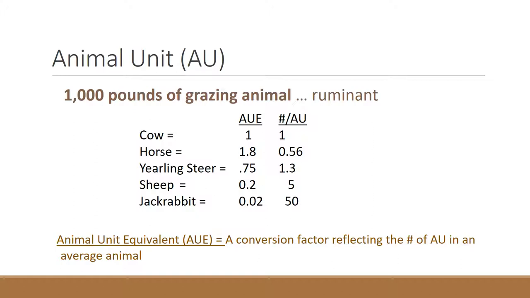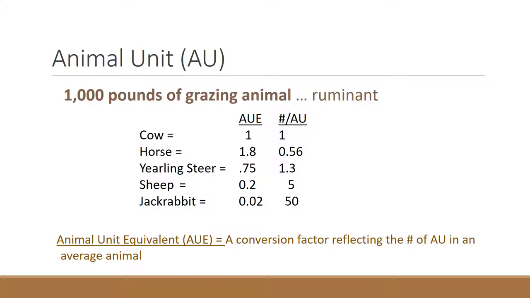unit. Horses then, because they eat more, would be 1.8 animal unit equivalents, and it would take about half of a horse to make an animal unit. Let's move down to sheep. Sheep are about a fifth of an animal unit, so it takes about 5 sheep to make one animal unit. I've even read in a document one time that it takes 50 rabbits, jackrabbits, to make an animal unit.